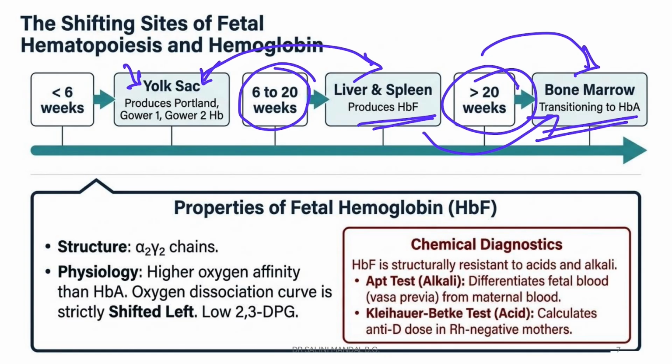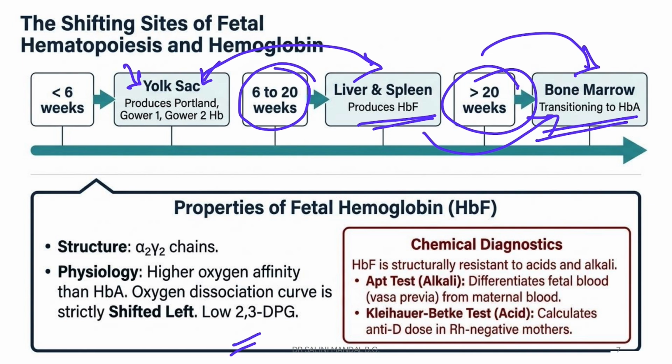Okay, so let's see a few properties of fetal hemoglobin. We have alpha 2 and gamma 2 chains. They have a higher oxygen affinity than the adult one, and that is why the oxygen dissociation curve is shifted slightly left. They also have low 2,3-DPG.